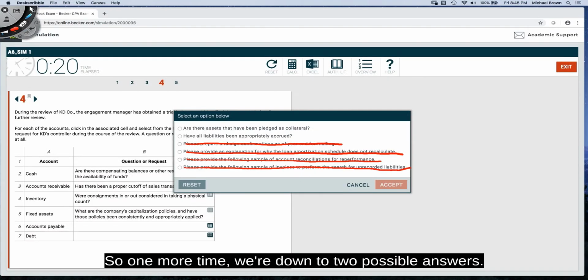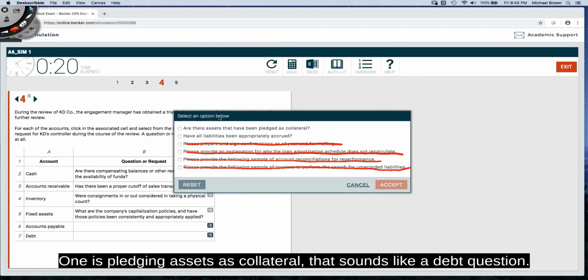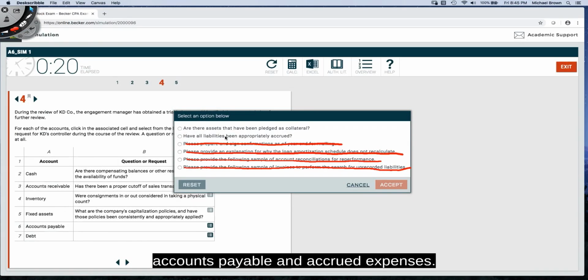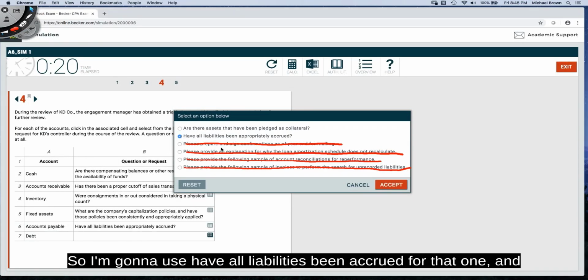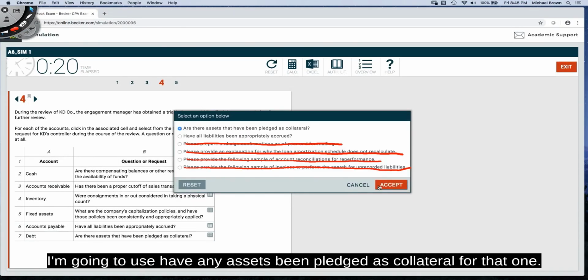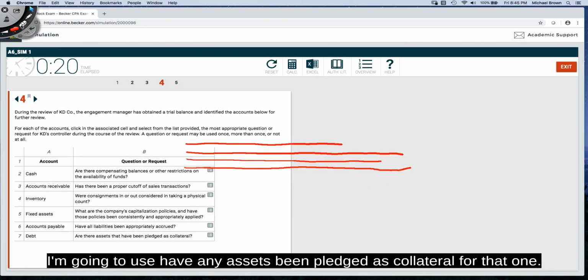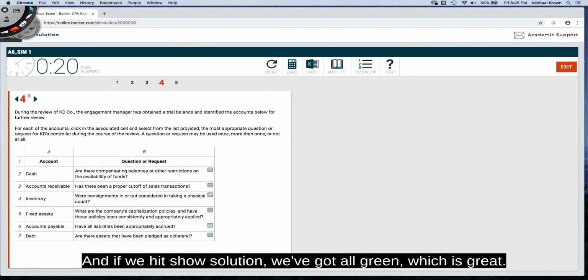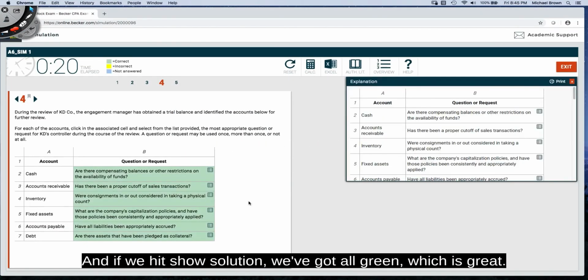So one more time, we're down to two possible answers. One is pledging assets as collateral. That sounds like a debt question. And the other one is accruing liabilities, which would make sense for accounts payable and accrued expenses. So I'm going to use have all liabilities been accrued for that one. And I'm going to use have any assets been pledged as collateral for that one. And if we hit show solution, we've got all green, which is great.